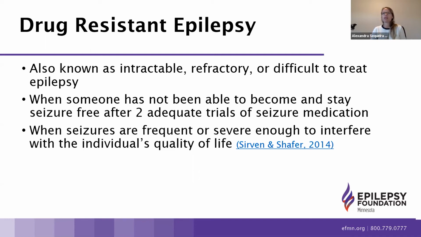The definition of this is really when someone has not been able to become and remain seizure-free after two adequate trials of appropriately dosed medication, meaning that their level is therapeutic or they're at a good dose, and appropriately chosen medication. As I mentioned earlier, the key, especially at the beginning of establishing your relationship with your epilepsy team, and sometimes it takes several visits to gain this clarity, is making sure that the diagnosis is right, that the seizure type is right, that the epilepsy type is right, so that you're on an appropriate medication to that epilepsy.